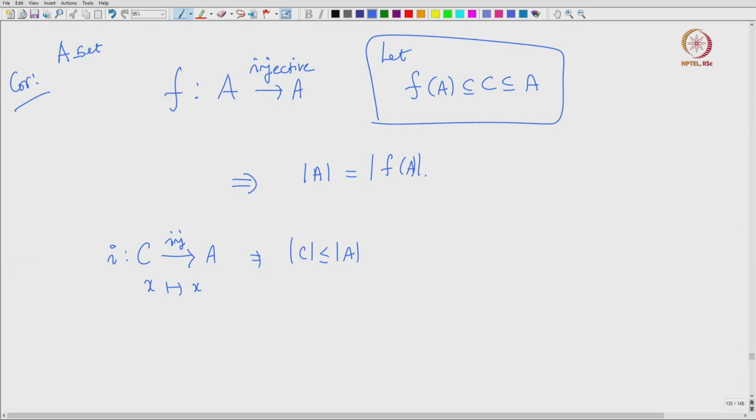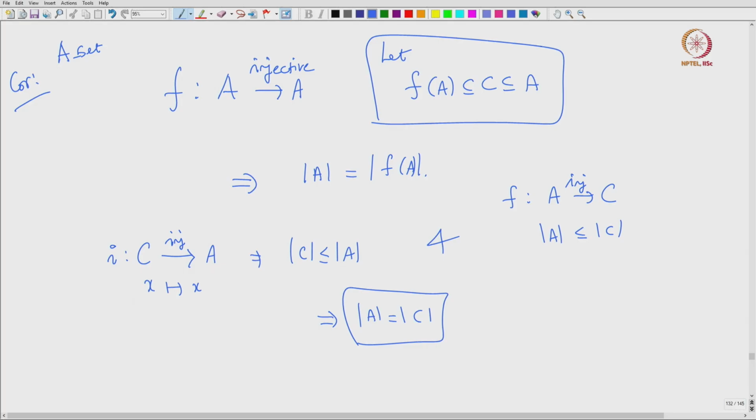Now, we have this function f from A to A, but technically I can restrict the codomain, so I can think of it as a function from A to C. Since it is an injective map, the cardinality of A must be less than or equal to the cardinality of C. Given these two, using the Schroder-Bernstein theorem, the cardinality of A should be equal to the cardinality of C. This way we get plenty of sets between A and f of A whose cardinality is the same as that of A.